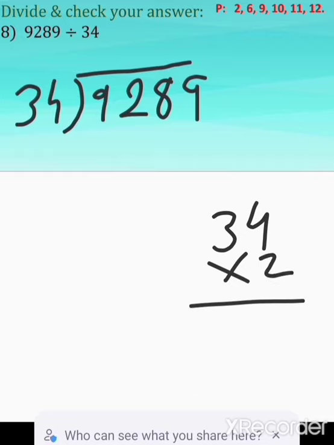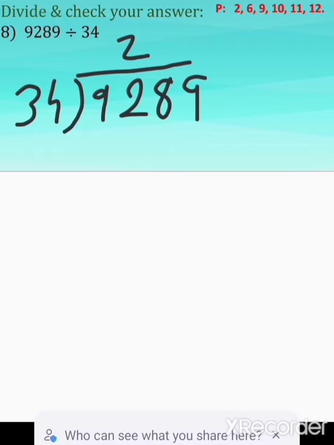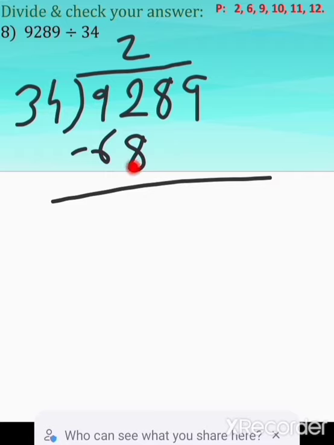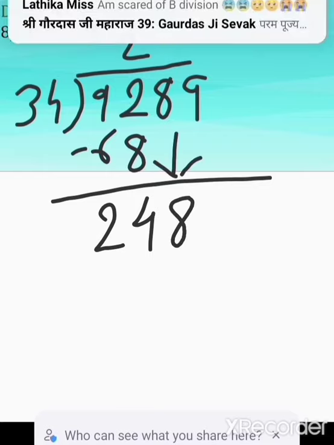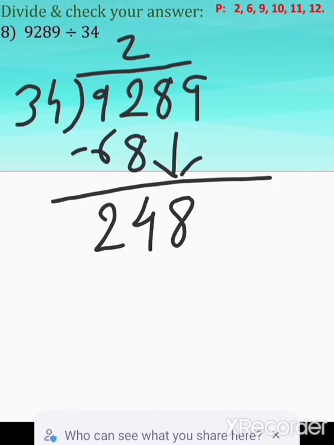Understood how we are doing the guessings? 2 4s are 8, 2 3s are 6. It means I will go for 2s. 34 2s is 68. Now 2 minus 8 not possible, so we'll take the borrowing from 9. It will be 12. 12 minus 8 it will be 4. 8 minus 6 it will be 2. Here we got 8 after giving 1 to 2. Now I'll copy the 8 from up. It's 248. Okay, so 34 into 240.